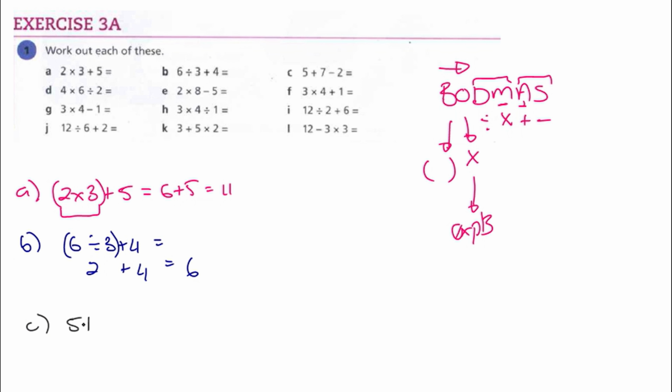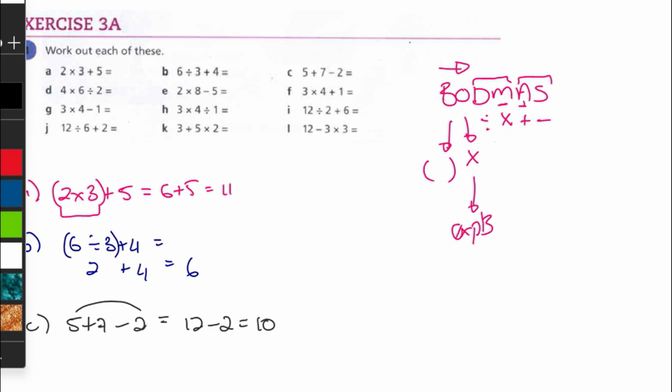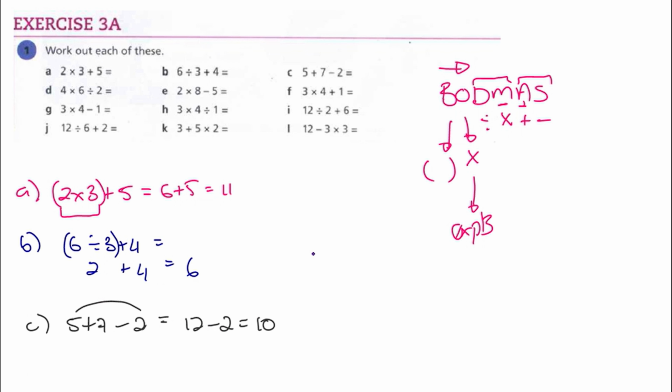C, 5 plus 7 minus 2. Again, the brackets don't really matter here because it's addition and subtraction, so the brackets really don't need to be there. Regardless, we can have 12 minus 2, which equals 10. D, 5 plus 7 minus 2, brackets first, so it'll give us 5. That's going to be 5 plus 5, which equals 10.